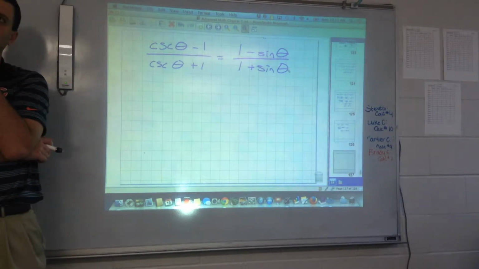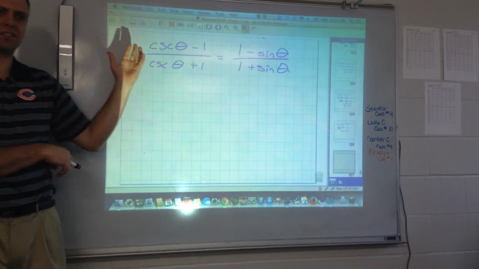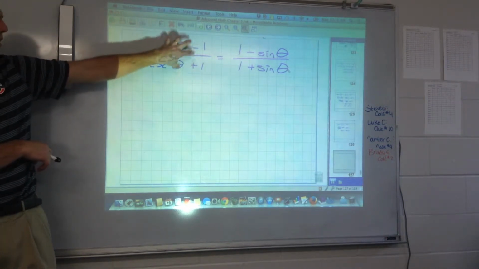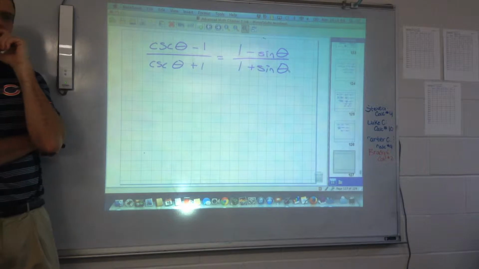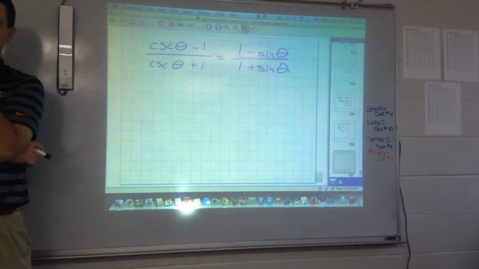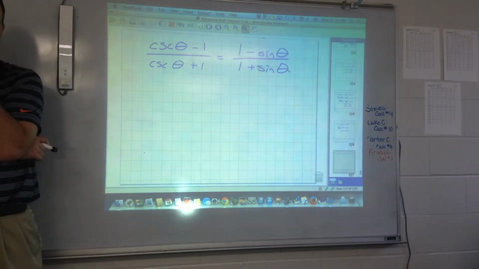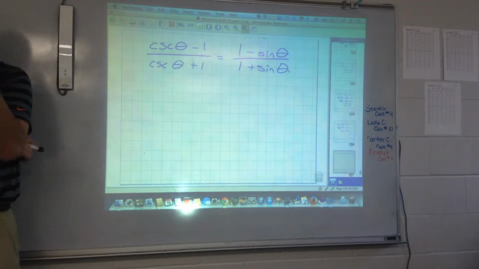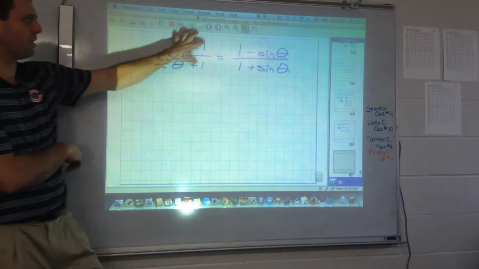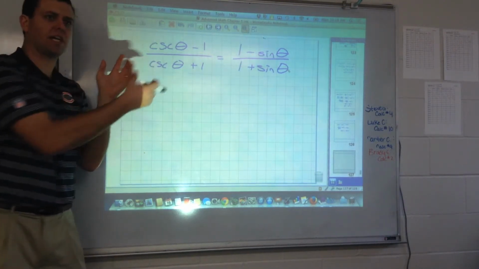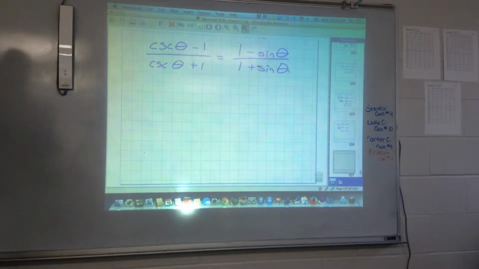So I thought, okay, well, if I want to have sines, if I want this to have sines in them and not get too ugly, what would be wrong with just multiplying the top and the bottom of this fraction by sine theta? And see where that goes. Okay? So it's kind of a trick a little bit. But my thought process is, how can I make this equal this? Well, let's put sine theta into this side by multiplying the top and the bottom of that fraction.